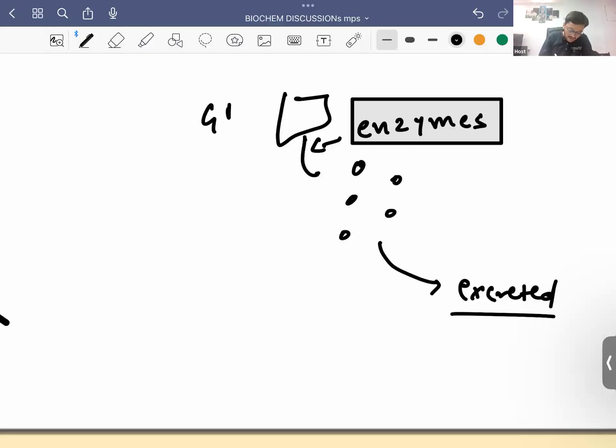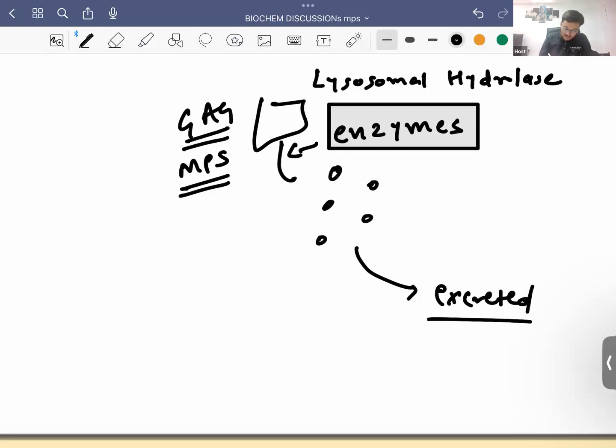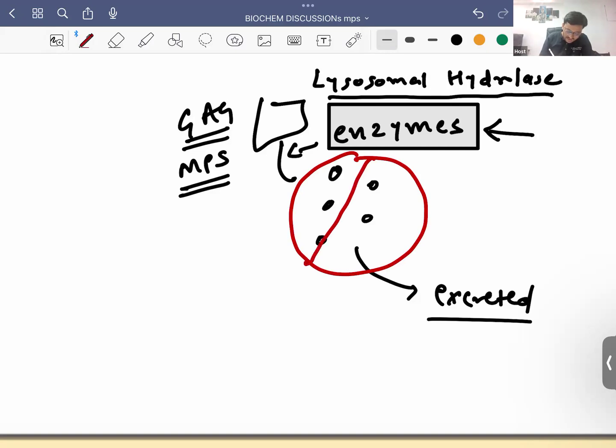Now, if we are talking about glycosaminoglycans or mucopolysaccharides, these enzymes are lysosomal hydrolase. I hope you all are making notes. So the lysosomal hydrolases are the enzymes responsible for degradation of glycosaminoglycans. But sometimes, due to a hereditary effect or genetic deformity, there can be a defect in these enzymes which will prevent this degradation from taking place. That means the glycosaminoglycans are being formed in the body, but they are not being excreted.